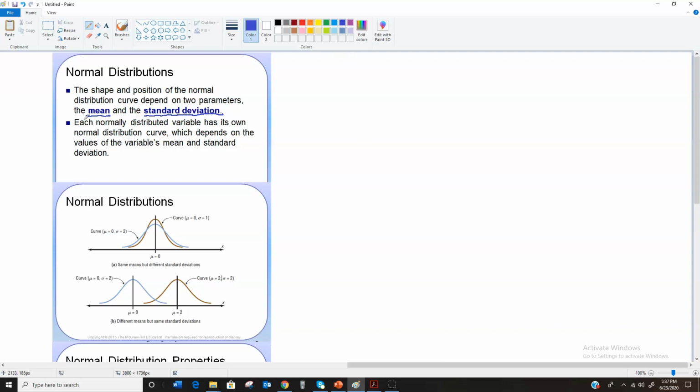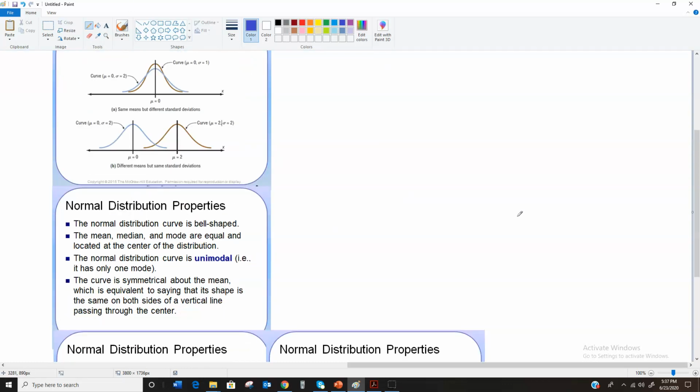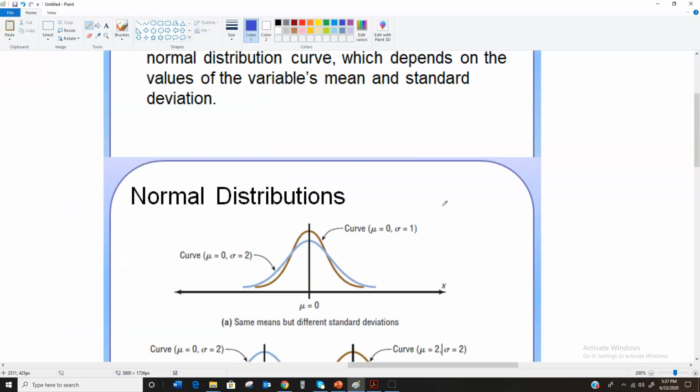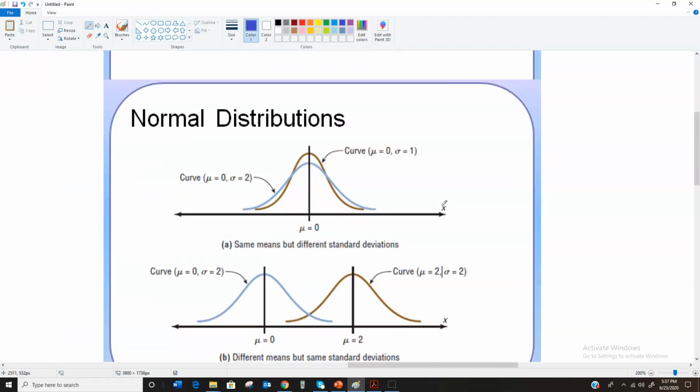And that means that each normally distributed variable has its own normal distribution curve. So if you have a set of data, each set of data is going to have its own mean and its own standard deviation. So let me zoom in on this a little bit. On this, they're showing us, in these 2 examples, 4 different normal curves. So we have the brown normal curve here and the blue normal curve here. And then we have the blue normal curve here and the brown normal curve here.